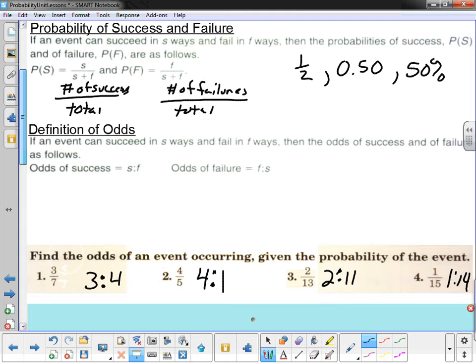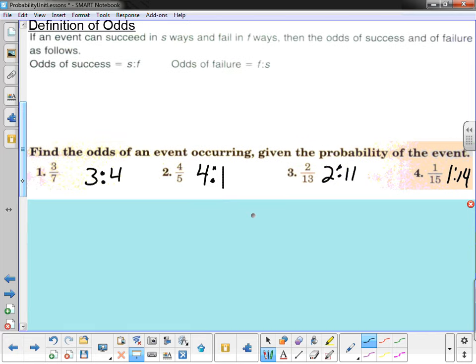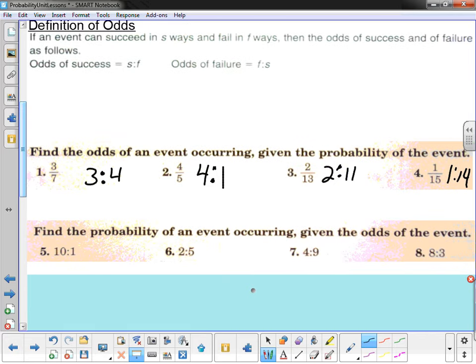It's always success to total when we look at probability. Odds is success compared to failures. Okay, can you go the opposite direction? If I gave you the odds, find the probability. So if I had a 10 to 1 as my odds, what's my probability? That would be a 10 out of 11. Easiest way to write it in this case.